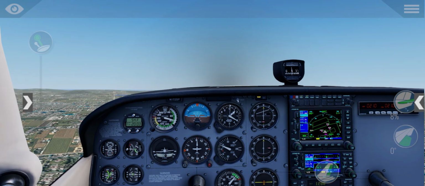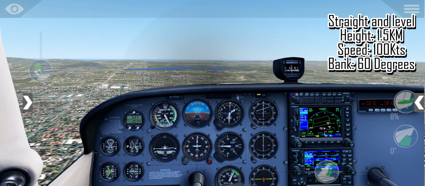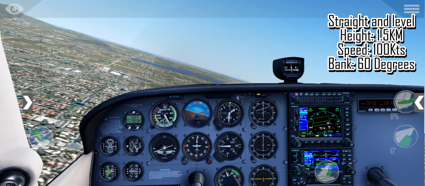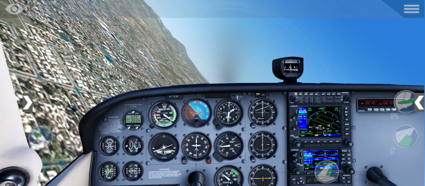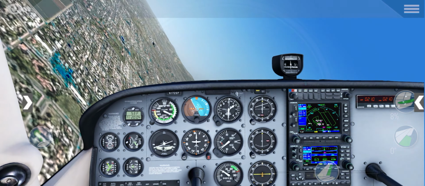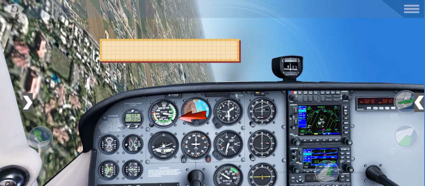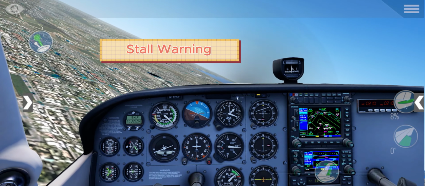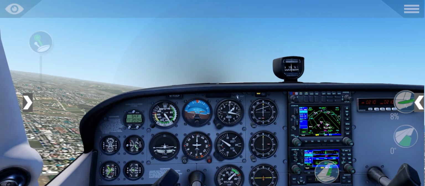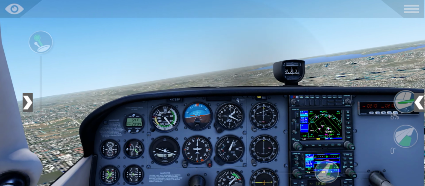Now let us do the same. 1.5 kilometers and 100 knots. This time we put a 60-degree bank. We pull the control to maintain level flight, building some load on the controls. We can see the stall warning comes at 78 knots. This is why understanding the load factor is vital for maintaining control and avoiding stalls, particularly in high bank angle turns.